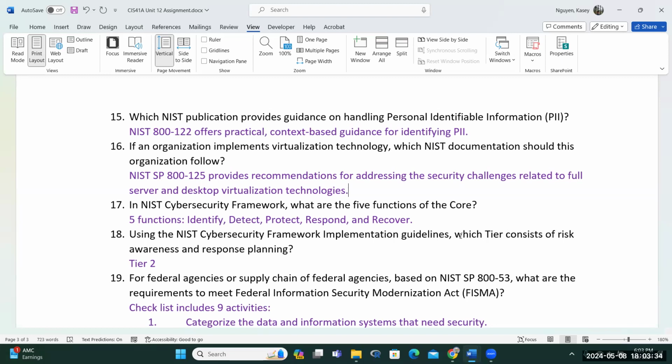So later part of the notes, it talks about how you can use NIST cybersecurity framework implementation guidelines, and it's broken into different tiers. The area that focuses on risk awareness and risk response is going to be tier 2. So if you plan to be a cybersecurity auditor, or you plan to be an incident response person, in one way or another, you are going to be involved in risk.